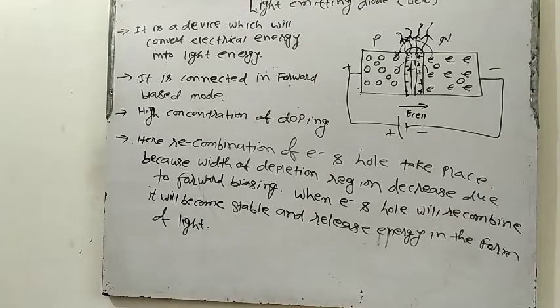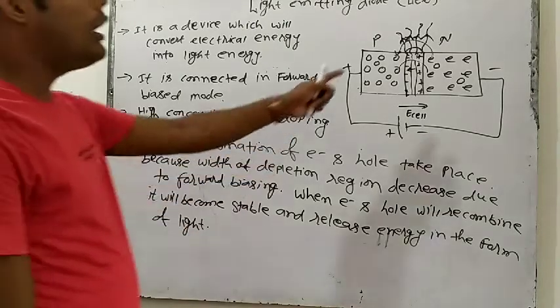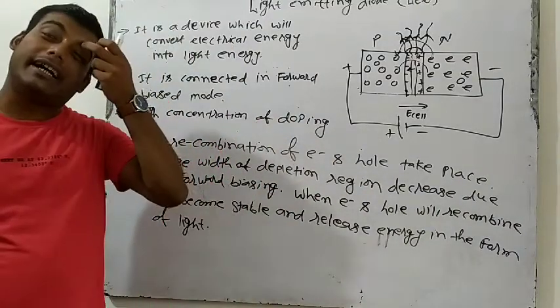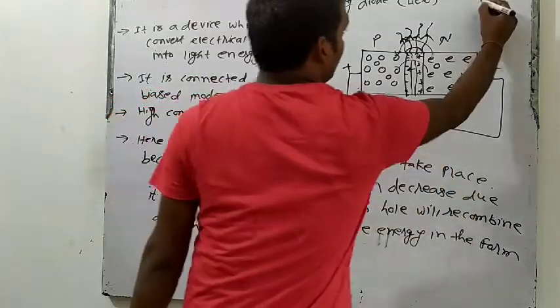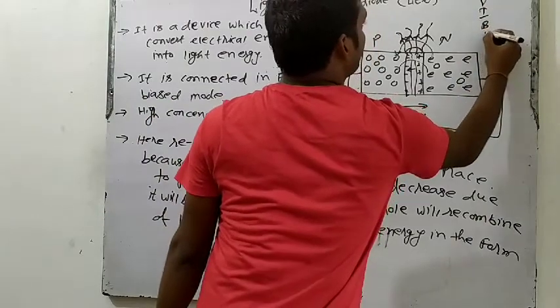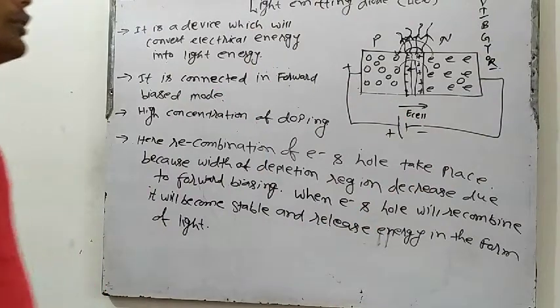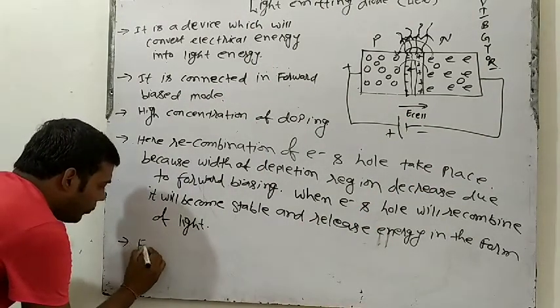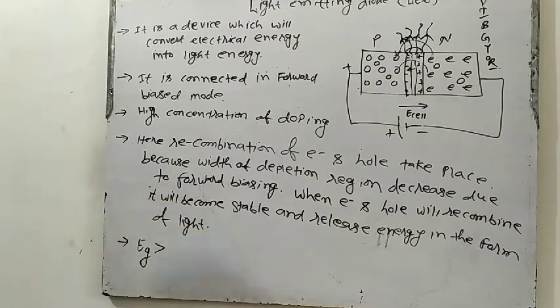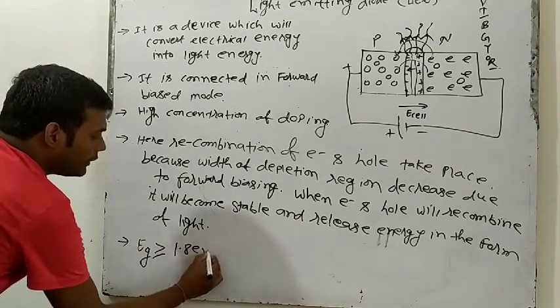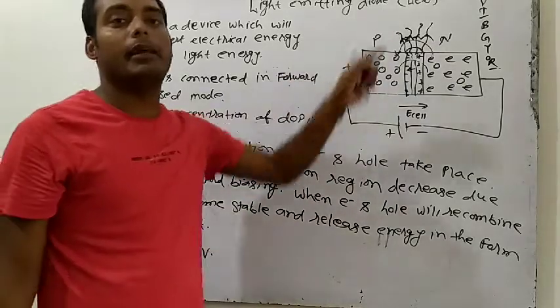But here is a condition that we can't see all light. We can't see, because infrared we can't see, X-ray we can't see. We can see only visible region. That means if forbidden energy gap, write it, if forbidden energy gap is greater than or equal to 1.8 electron volt, then only we can see visible light.